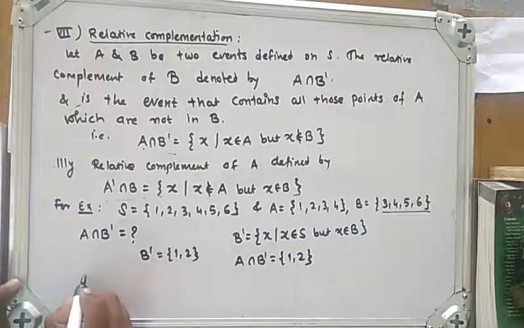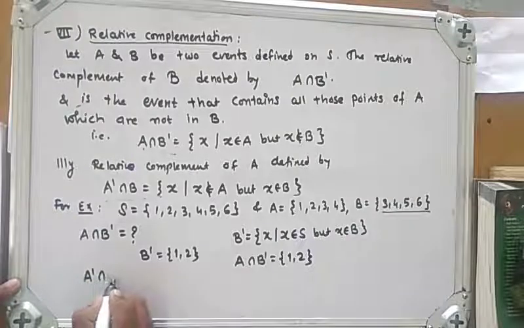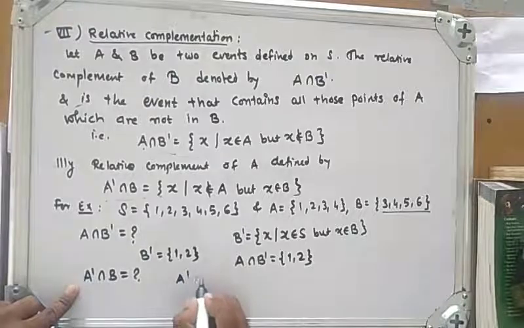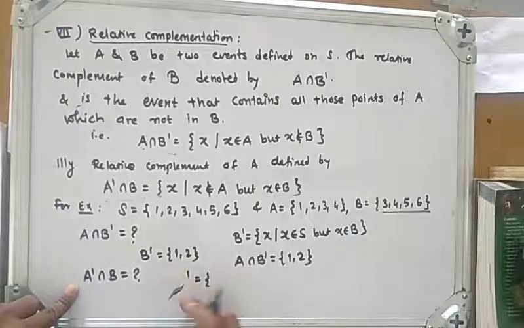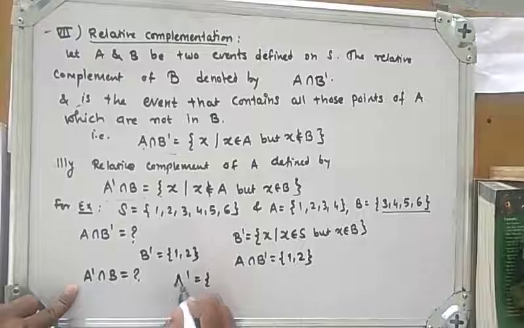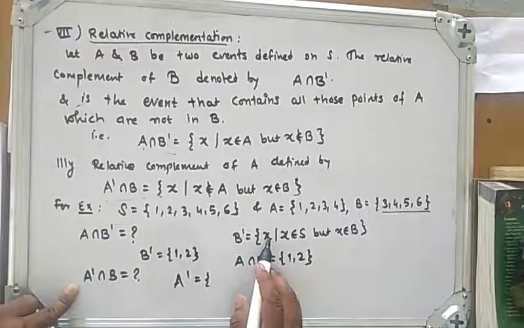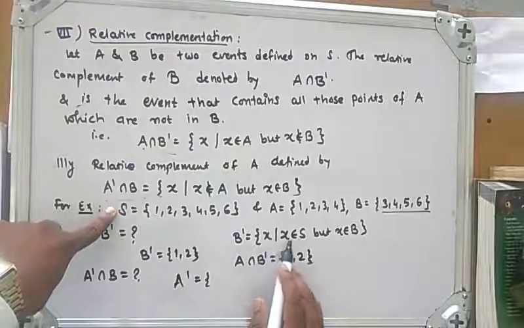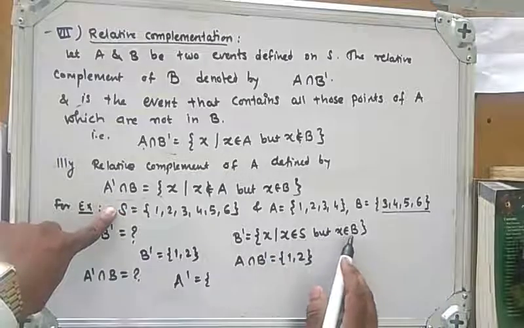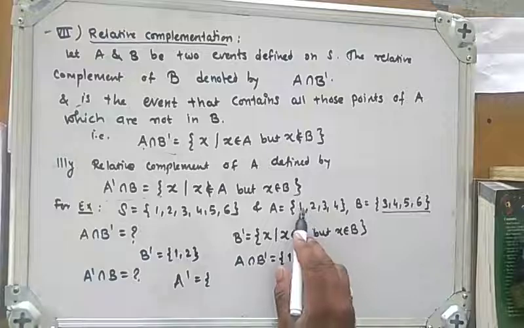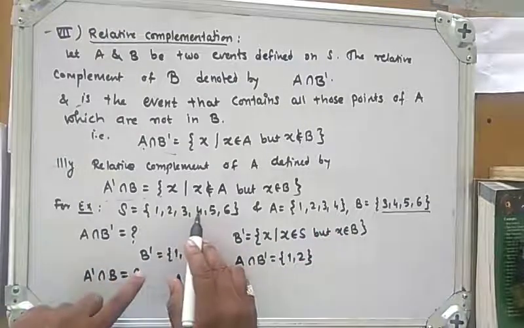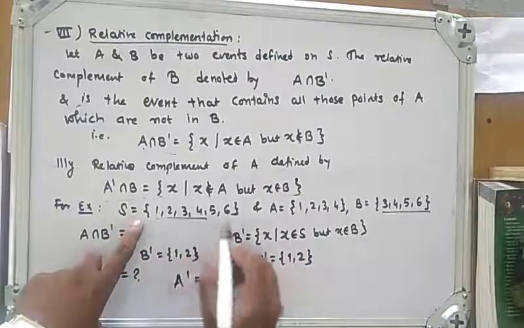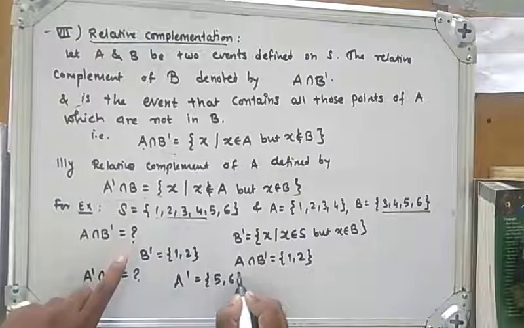Similarly, we can find A complement intersection B. First find A complement. So what is A complement? We have the definition: for all X belonging to sample space S such that X belongs to S but X does not belong to A. We have the elements 1, 2, 3, 4, so the remaining elements, S minus A, are 5 and 6.